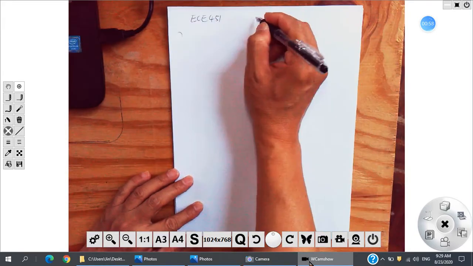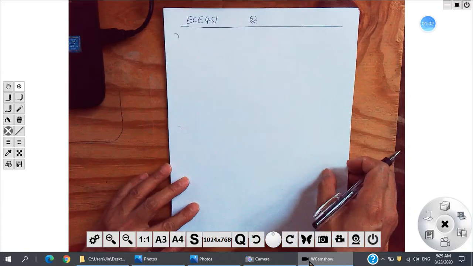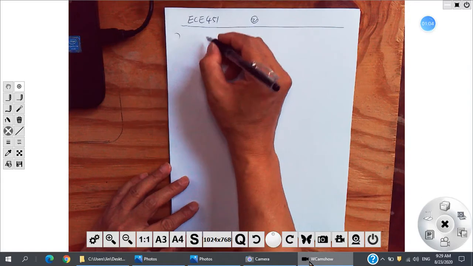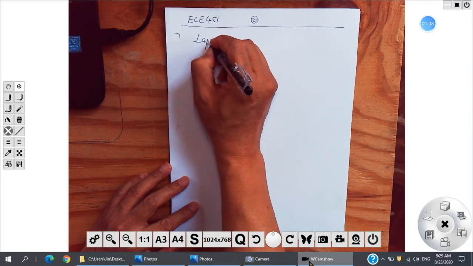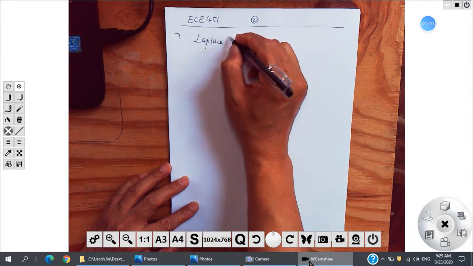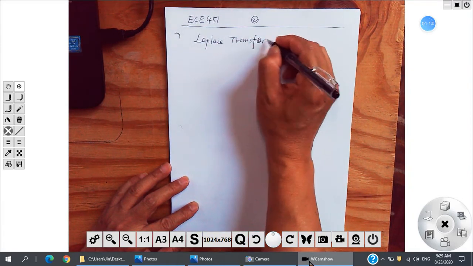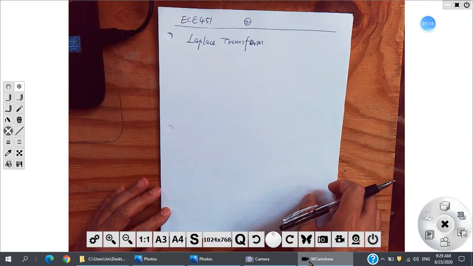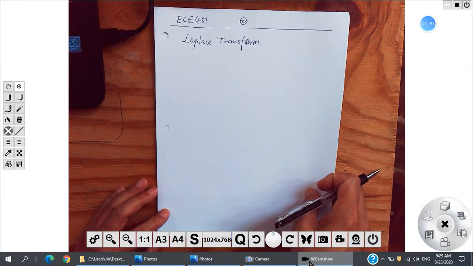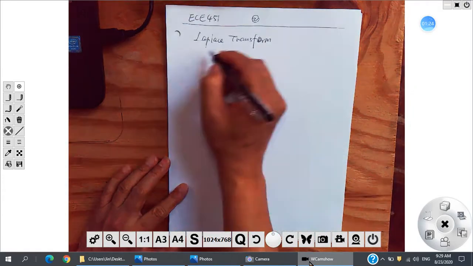This is ECE451, the second class. So we start from the Laplace transform. Actually, you should already know that, right? So this is a kind of review. The definition of the transform.